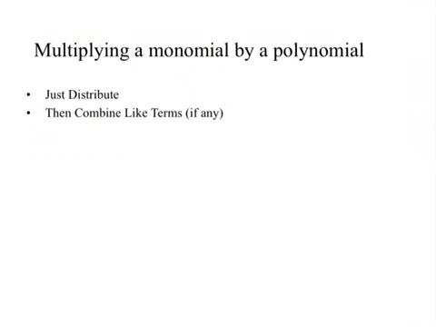There are really only two parts to multiplying a polynomial by a monomial. First, distribute the monomial. Then, combine like terms if any exist.